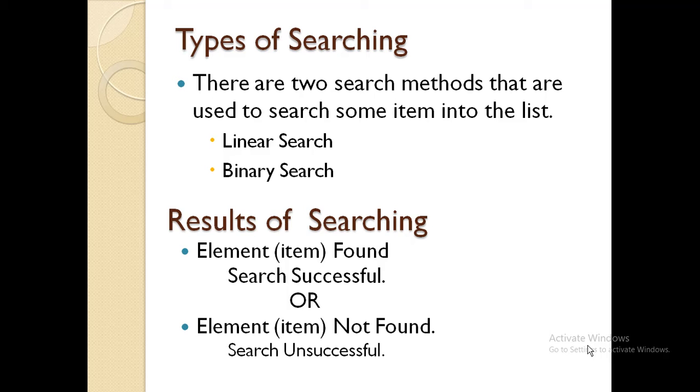There are two types of searching. One is linear search and another is binary search. Both the techniques use different types of implementation. So in this video we are going to discuss linear search. There are two results of searching: element is found, search is successful, or element is not found, search is unsuccessful.